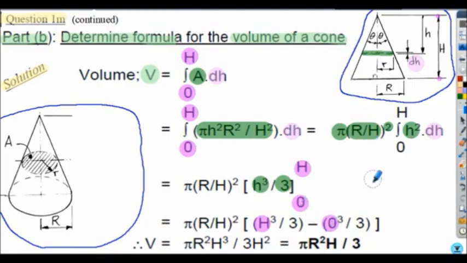So evaluating, we determine that the volume of the cone is calculated from the formula pi r squared h divided by 3. And again, that's a standard formula you will see in any textbook or reference book related to calculating the volume of a cone. So that concludes the solution to question 1m.